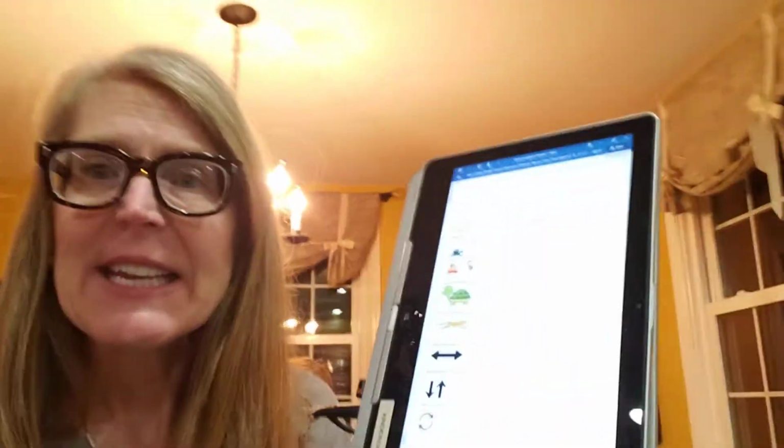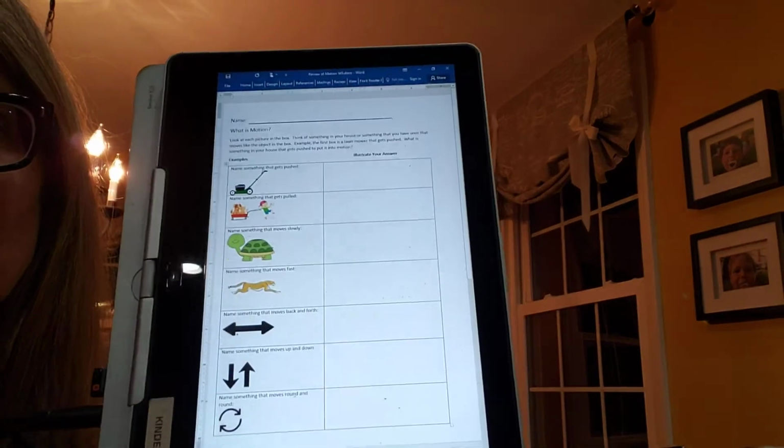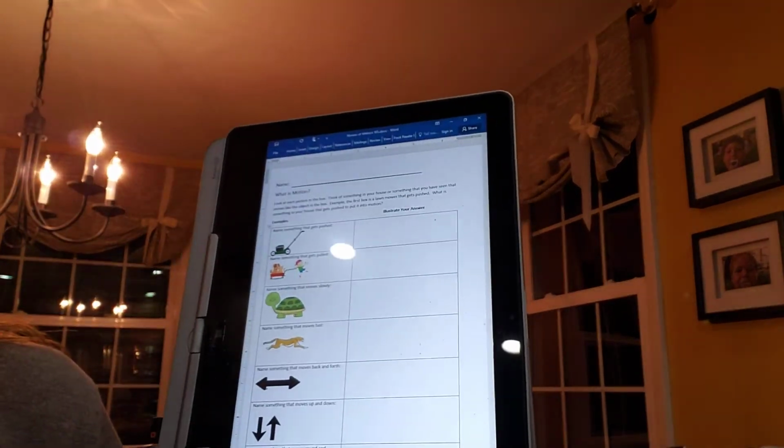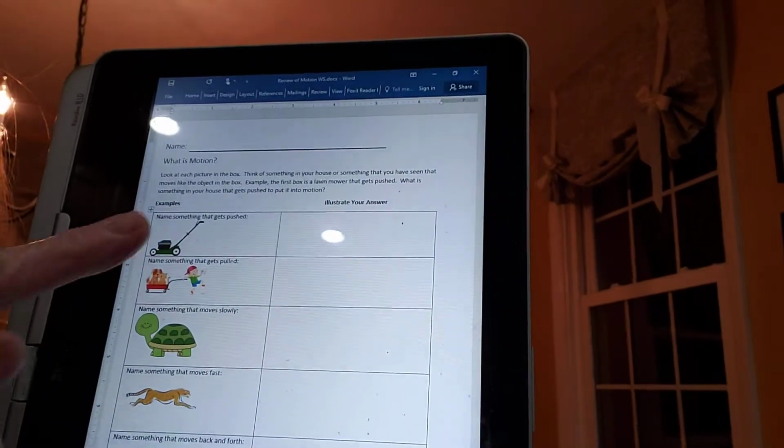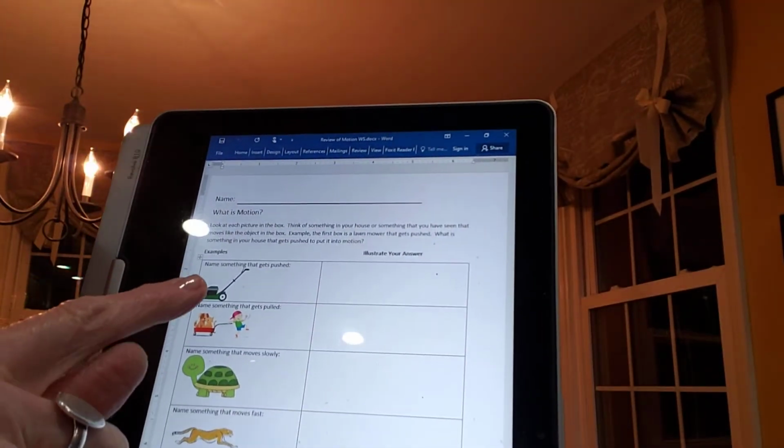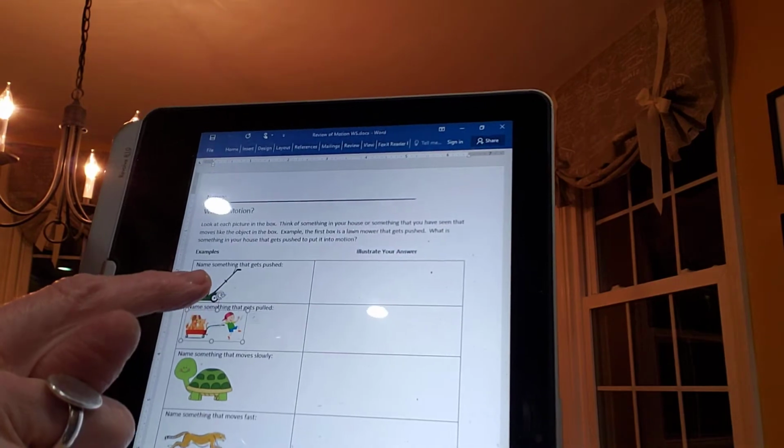And so what I wanted you to do, and I made a worksheet and I sent it to Mom and Dad, is today I want you to go on a little bit of a scavenger hunt around your house, okay? I have a worksheet that I made for you, and it's talking about motion. What I want you to do is look at each picture that I have here, okay? So in this first one, I have a lawnmower.